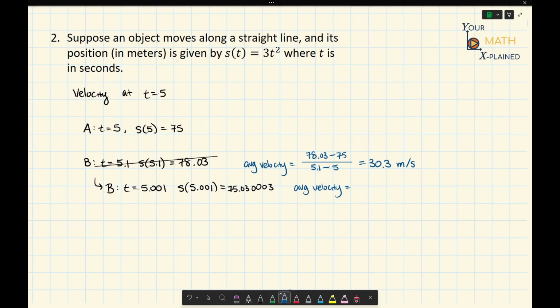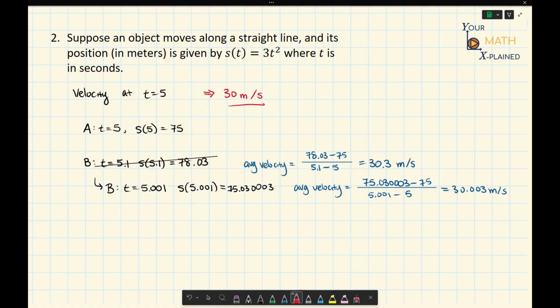And now let's go ahead and find the average velocity between those 2 points. So that is going to be equal to the change in position, so that'll be 75.03003 minus 75 over the change in time, which is 5.001 minus 5. And that is going to give us an average velocity of 30.003 meters per second. So again, we can make the educated guess that the velocity at t equals 5 is going to be 30 meters per second based on the calculations that we've done.